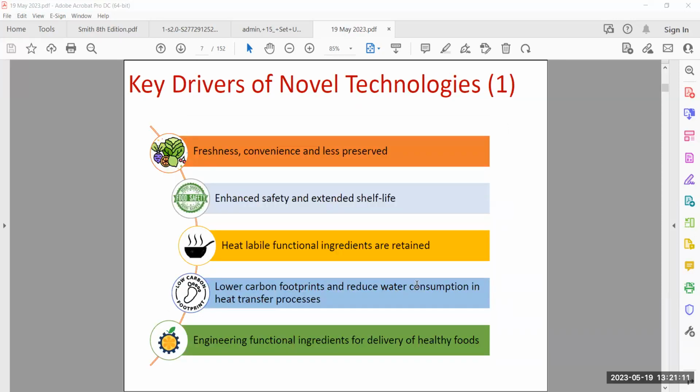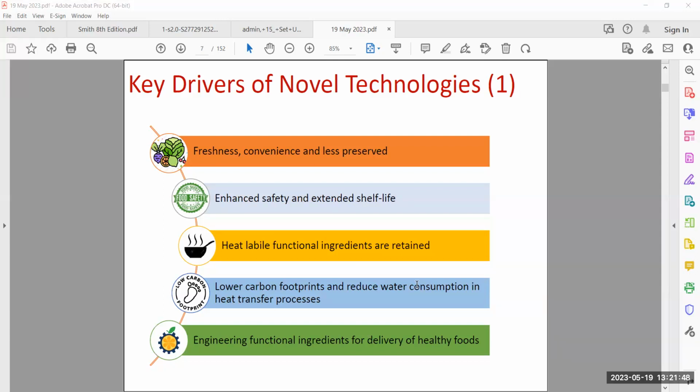So basically, going back to the key drivers of novel technologies, the consumer wants freshness, convenience, and less preserved food. And we also like to have enhanced safety and extended shelf life. And of course, sometimes we are dealing with very sensitive food products such as vitamin C. When we treat them with very high heat, usually it would degrade. So we would like to retain as much as possible, especially vitamin C and those vitamins that are very sensitive towards heat treatment.